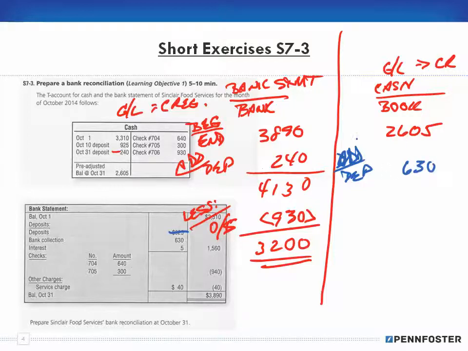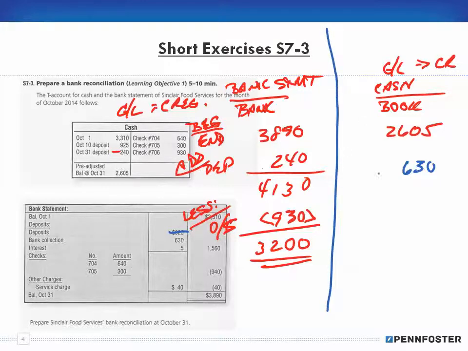Well, that's that bank collection, right? Let's call it that. So we're going to add in a bank collection of $630, and we also see that there's interest of $5. So we're going to add that in, right? So this is money that's coming in. So when we add that in, we have a balance of $3,240.